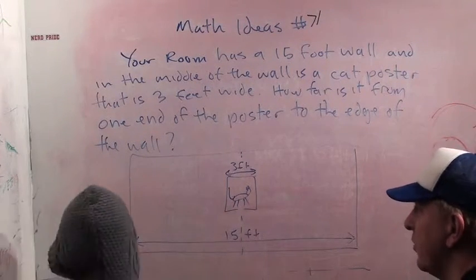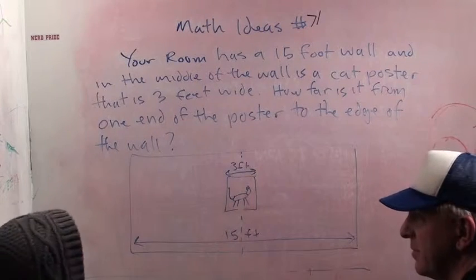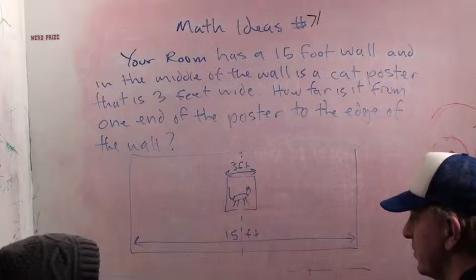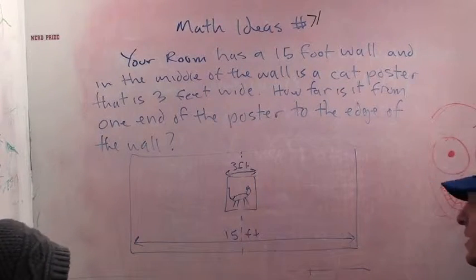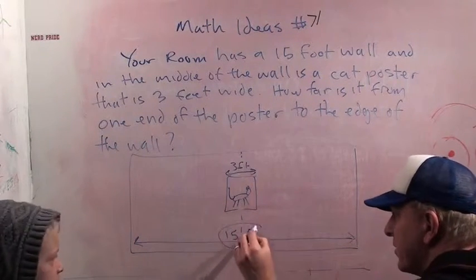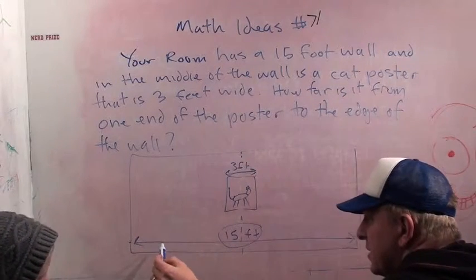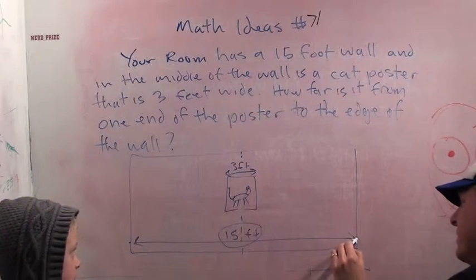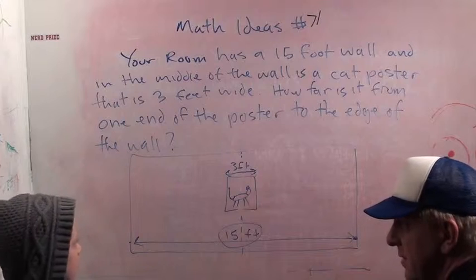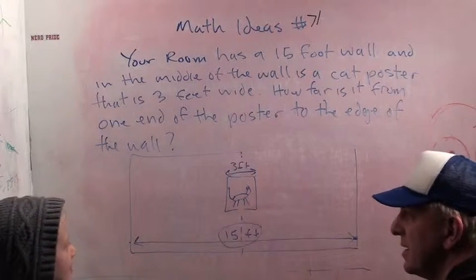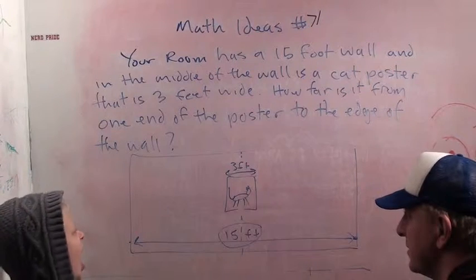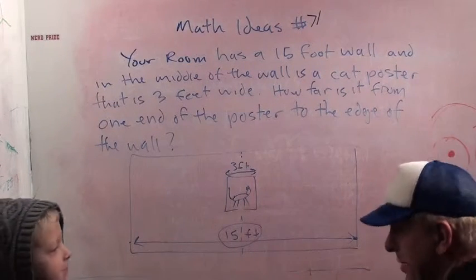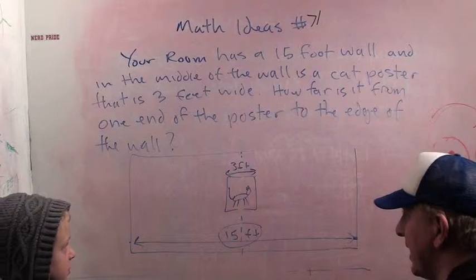What do we know? What are the things that we know in this problem? We know that my room has a 15-foot wall. So that's what I drew here. It's 15 feet from this wall all the way over to this wall. And in the middle of that wall is a cat poster. And how wide is that cat poster?